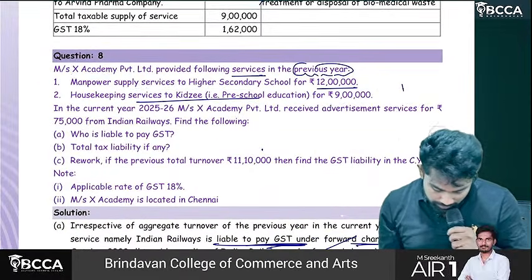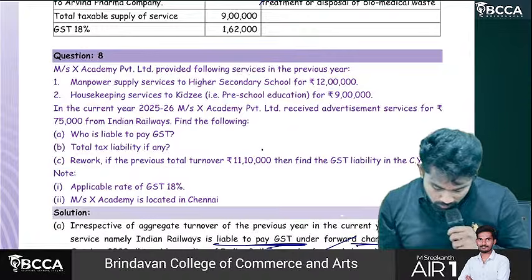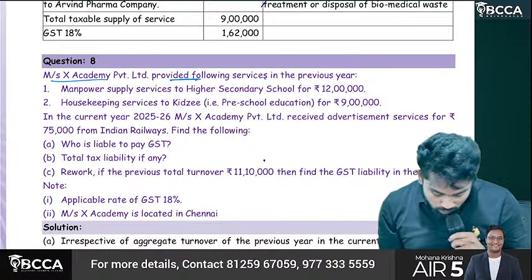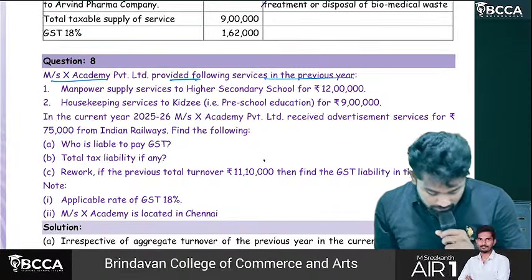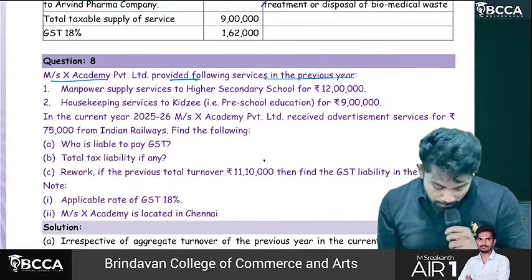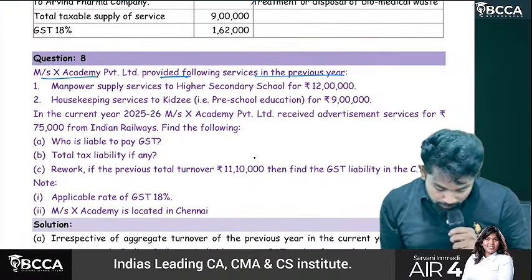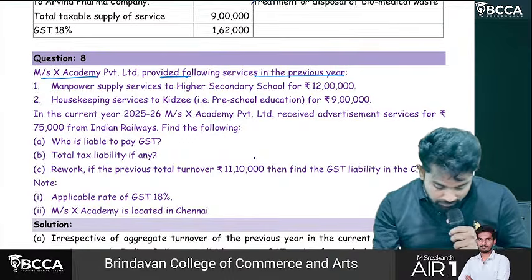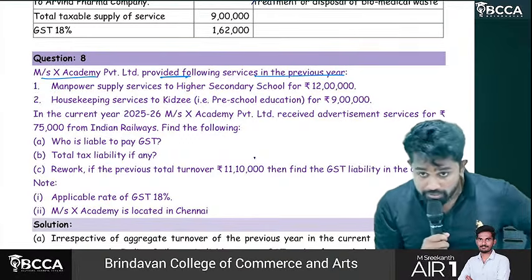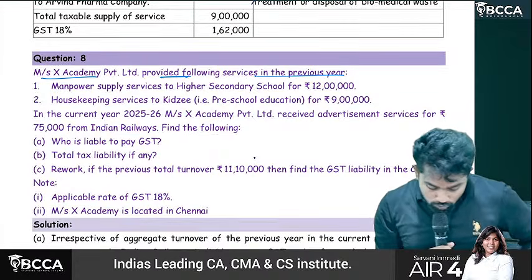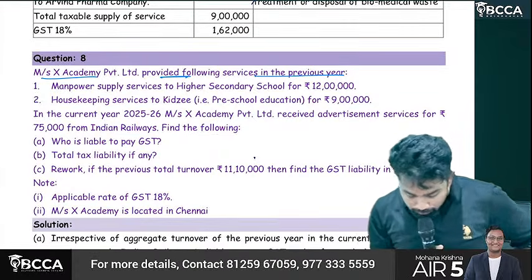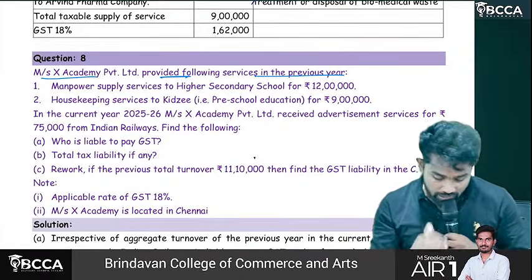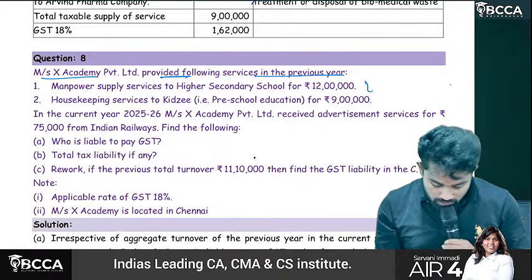Sir, look at question number 8. What happened here? X Academy Private Limited provided the following services in the previous year. Okay, what are the services? X Academy provided manpower supply services to a school. How much? 12 lakhs. It provided housekeeping services to Kidsy, a preschool. How much? 9 lakhs. So what is the total turnover, sir? 21 lakhs is the total turnover.